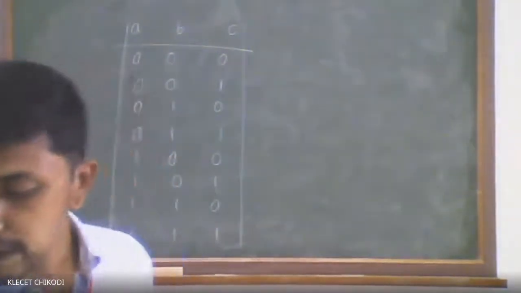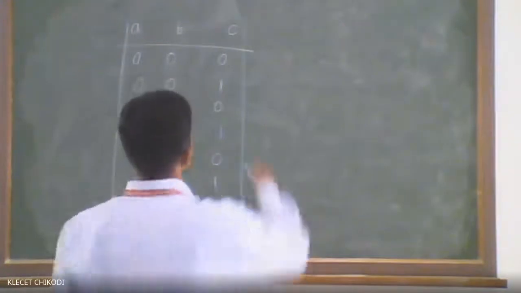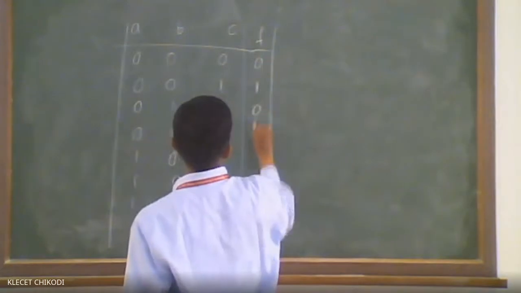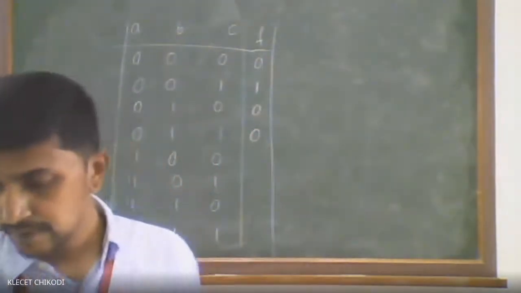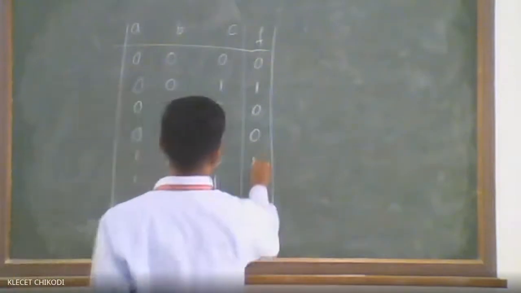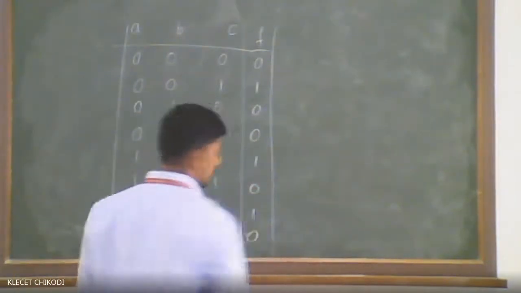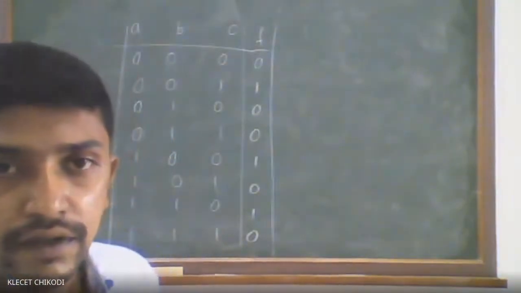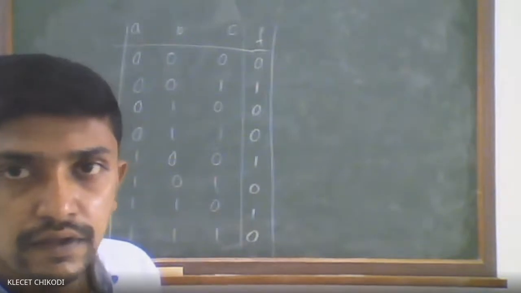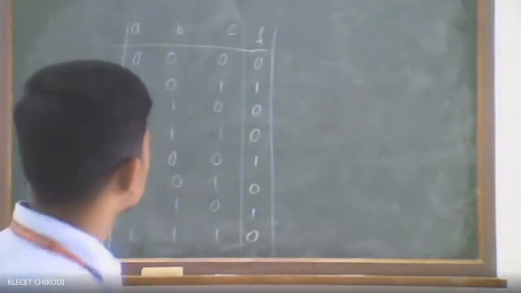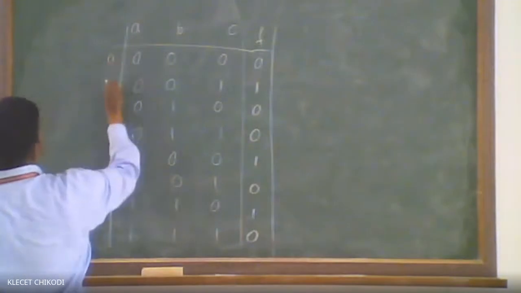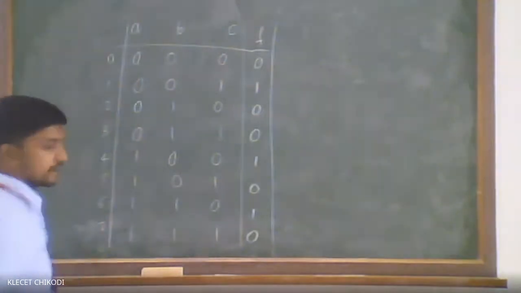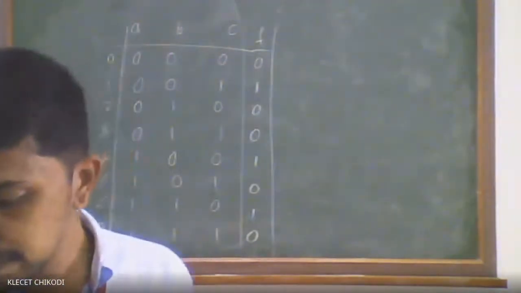So the function values are 0, 1, 0, 0 and 1, 0, 1, 0. So these are the function values we have got. Now, the input combinations are 0, 1, 2, 3, 4, 5, 6, 7. Fine.